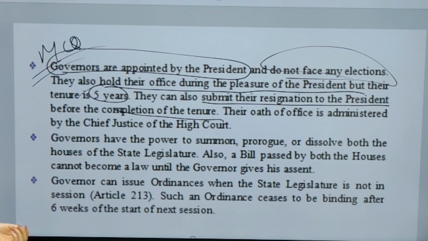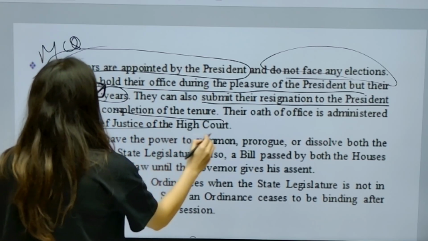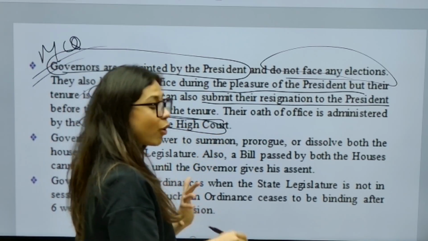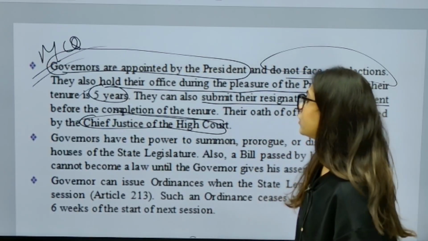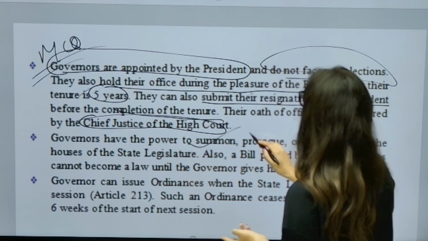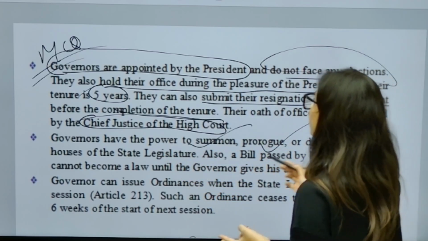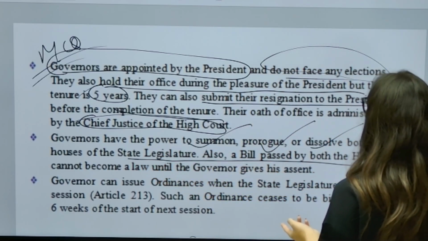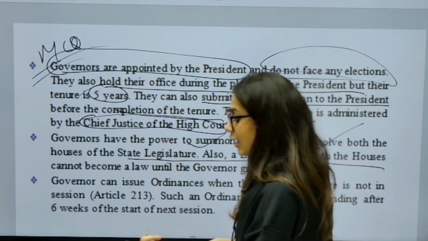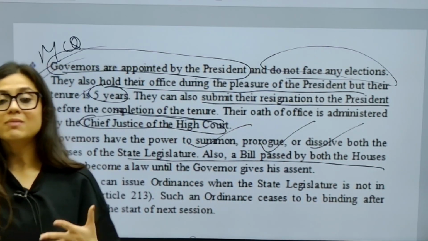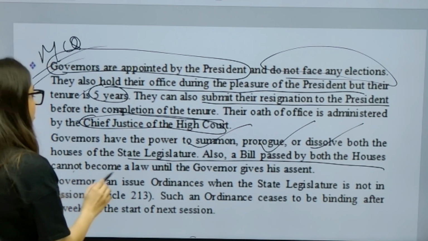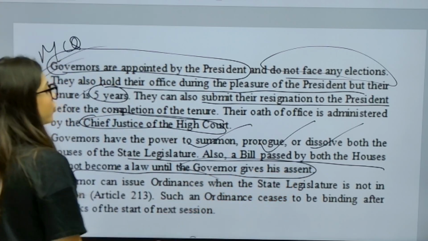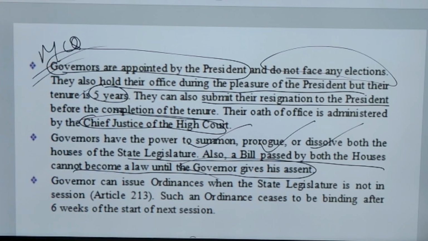The oath is administered by the Chief Justice of the High Court, who is responsible to administer the oath of the governors. They have power to call, prorogue or dissolve both houses of the state legislature or one house of the state legislature. Again, for any bill to become a law, it has to pass through the governor for his or her assent.